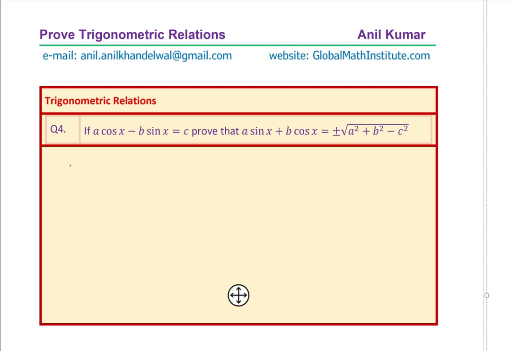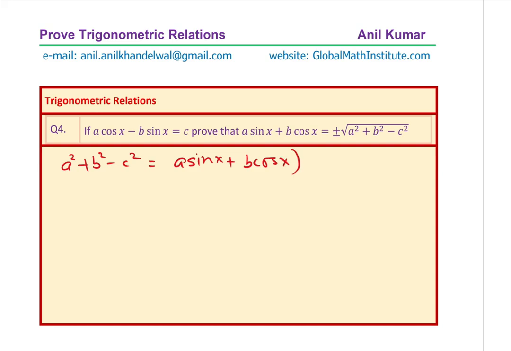So from here, let's go to the next page and write down. What we have here is a square plus b square minus c square equals to a sin x plus b cos x whole square, right? We can square root it with plus and minus and get the result. Do you see that? So that is how we are going to solve the fourth question.